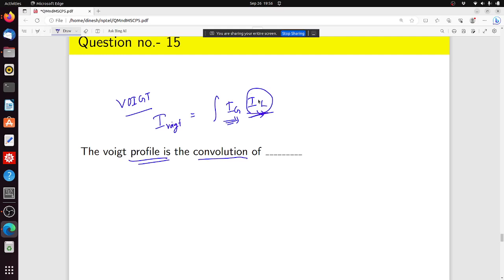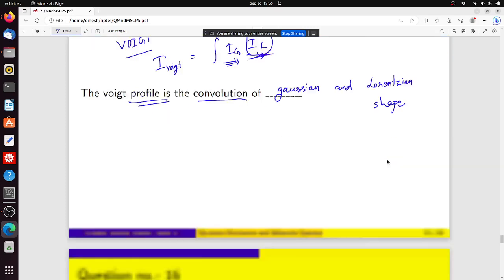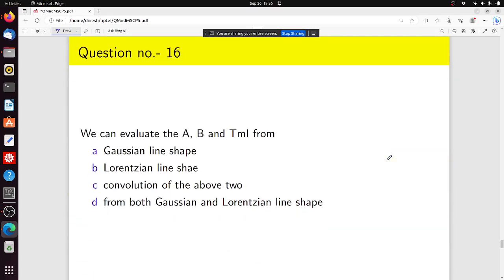Okay. So this will be a convolution of Gaussian and Lorentzian. Okay, good. Okay, moving on to the next question.